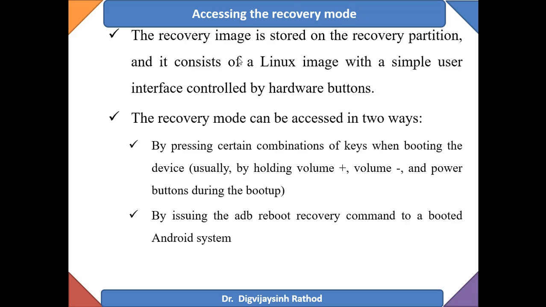Now the recovery image is stored on the recovery partition and consists of a Linux image with a simple user interface controlled by the hardware buttons. The recovery mode can be accessed in two ways. One is by pressing a certain combination of keys when booting the device. You switch off your mobile and switch it on while holding the volume plus, volume minus and power buttons during boot up. This combination of keys can vary depending on the version or the company of the mobile phone.